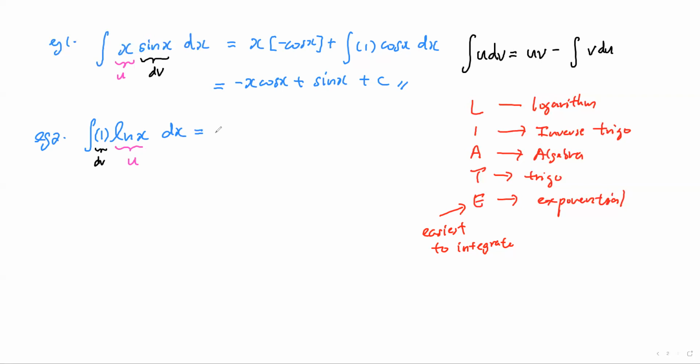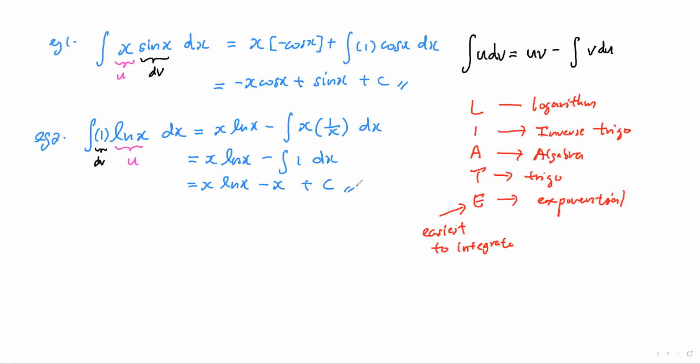Okay, so applying the formula, uv, right? So v is the integral of 1, which is x, and u is just ln x. Minus integrate v du, right? So this is x times the derivative of ln x, which is 1 over x, right? So this is x ln x, and this will be minus the integral of 1, which is just going to be x. So this is x ln x minus x plus c. Okay, let's look at one more example.